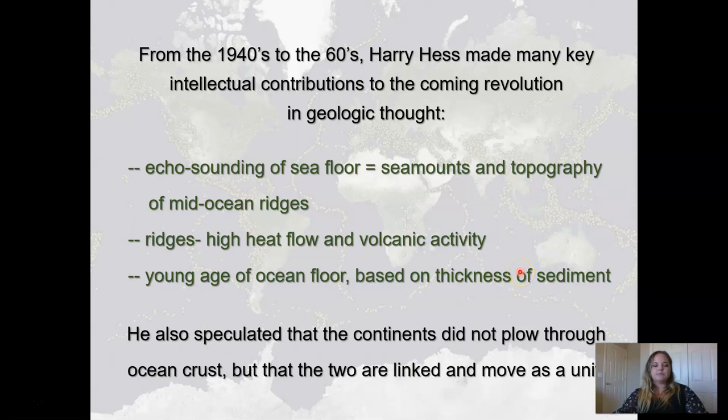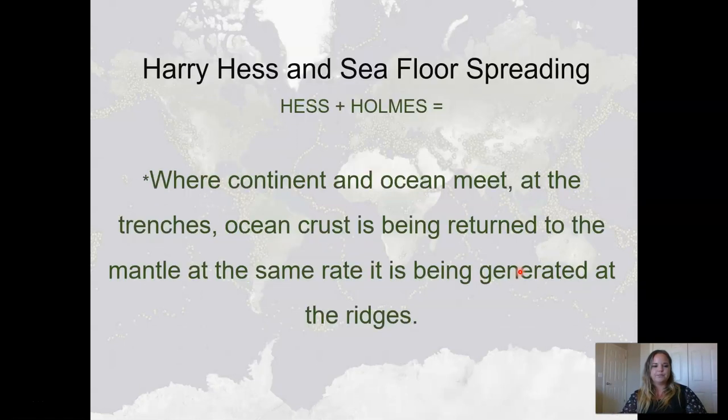So he also suspected that the continents did not actually plow through the oceans. After continental drift, a lot of people were surmising that maybe the continents moved, but the oceans didn't, so that the continents sort of floated on the water and moved around. But that's not what Harry Hess thought after doing some research. So when we combine Harry Hess, Holmes, and what Alfred Wegener developed, we see where the continent and ocean meet at the trenches, the ocean is being returned to the mantle at the same rate it's being generated at the ridges, hence developing this seafloor spreading theory.